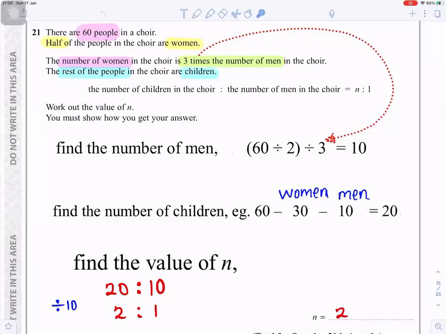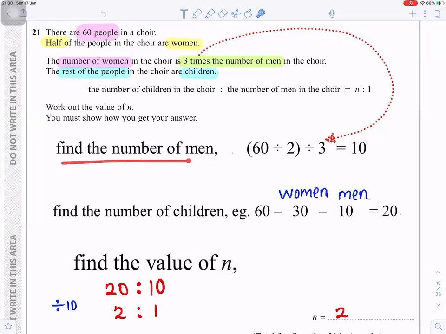Question number 21. There are 60 people in the choir. Half of the people in the choir are women. The number of women in the choir is 3 times the number of men in the choir. The rest of the people in the choir are children. The number of children in the choir to the number of men in the choir equals n is to 1. Work out the value of n. You must show how you get your answer.